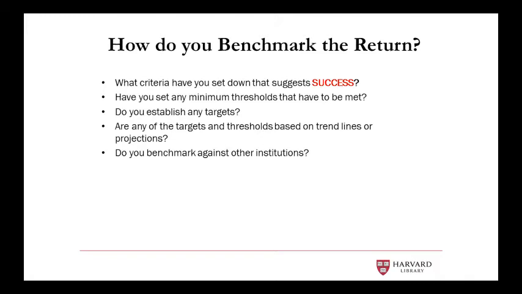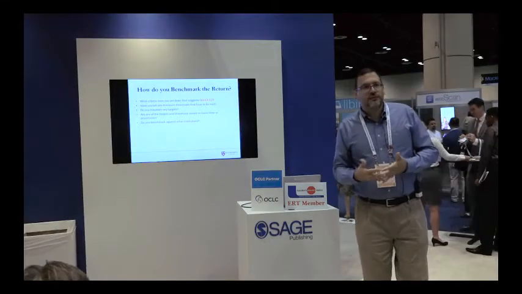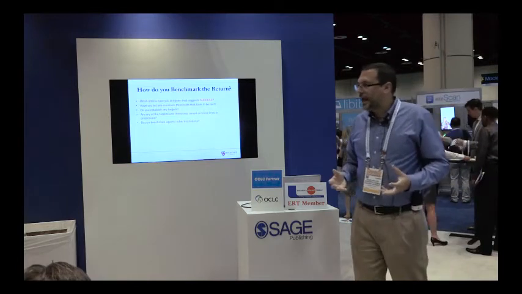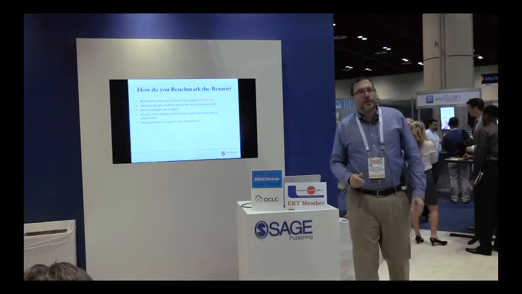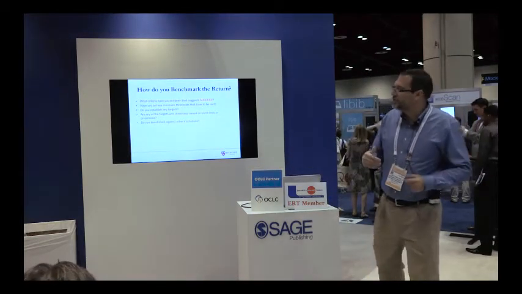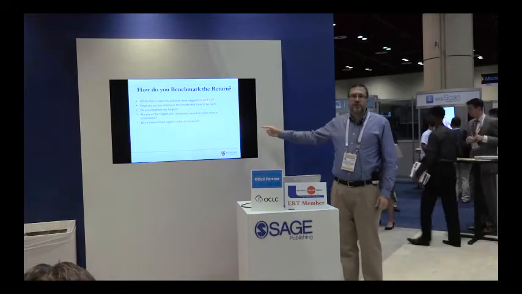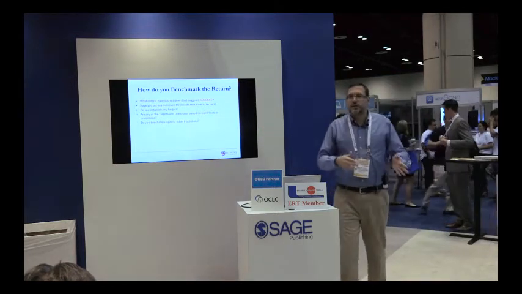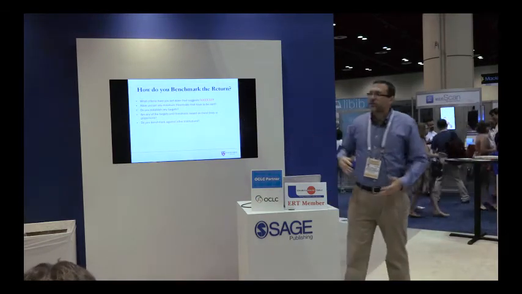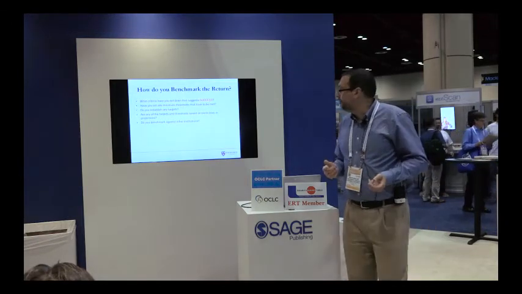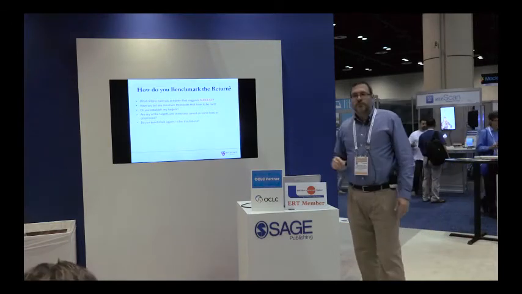So how do you actually go about benchmarking the return? So we know what the investment is, we know what the return is that we want to have. We have to then start thinking about, first we need to benchmark that return. How many people buy stuff and then they go, okay, now let's go and see whether people use it, versus saying, well, we know that people are using this other resource. Isn't it logical that they might use this second resource that I might get? So what criteria have you set down that substantiates that you've been successful in getting it? Have you set any minimum thresholds that have to be met?